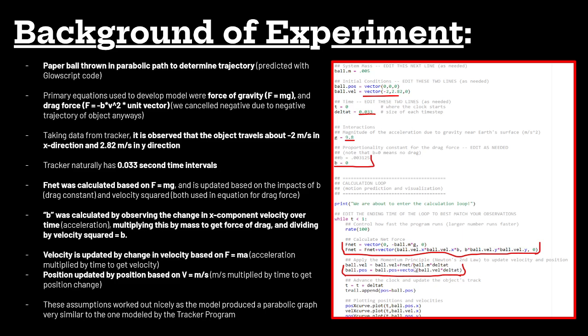The velocity right here is updated based on change in velocity based on F equals ma, of course, multiplied by time to get velocity, because acceleration multiplied by time is velocity. And then position is updated based on v, in meters per second, multiplied by the time just to get the change in meters.